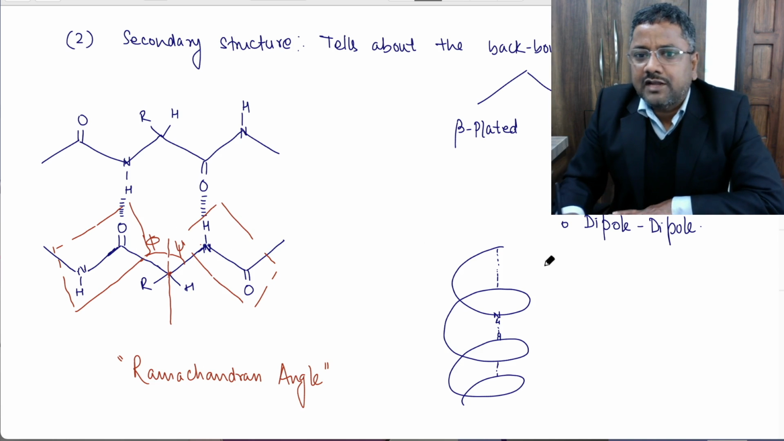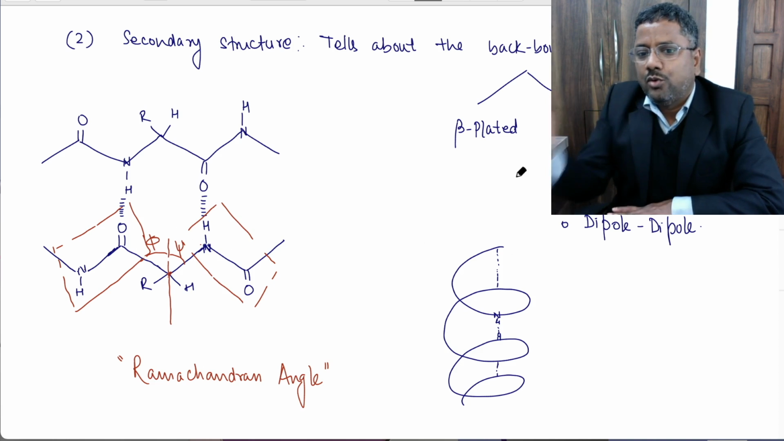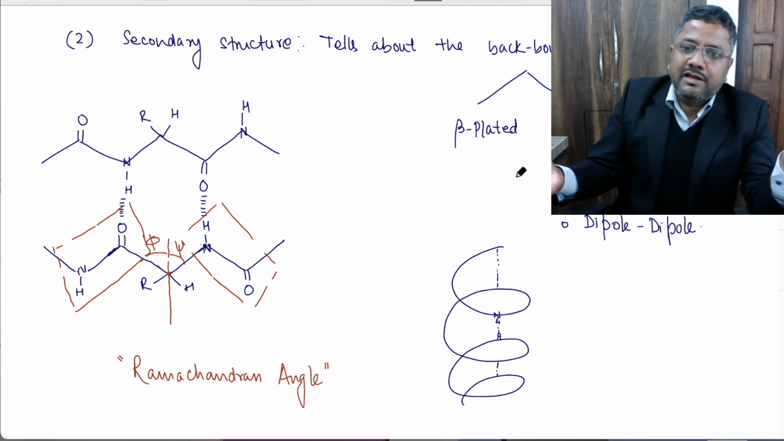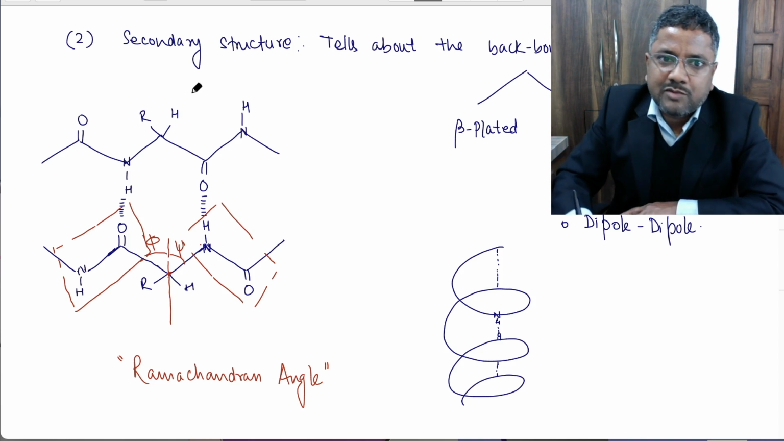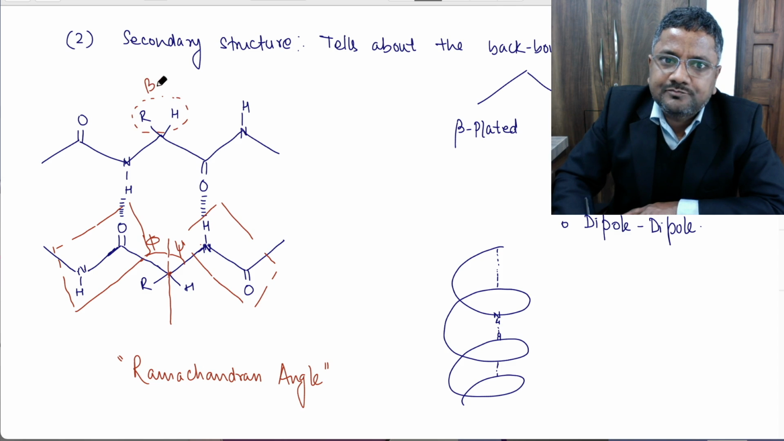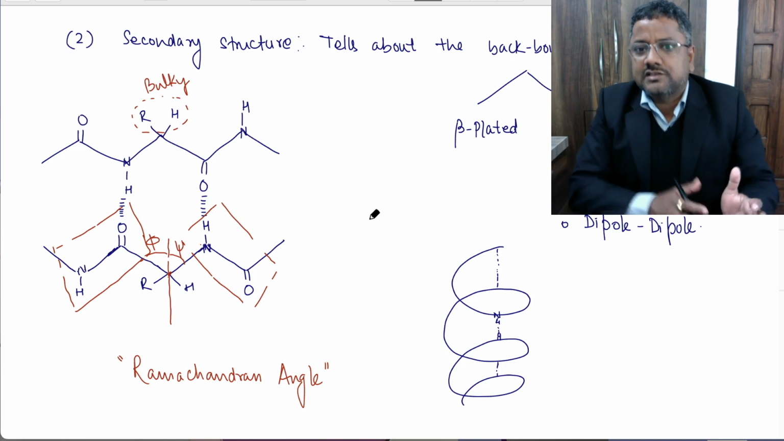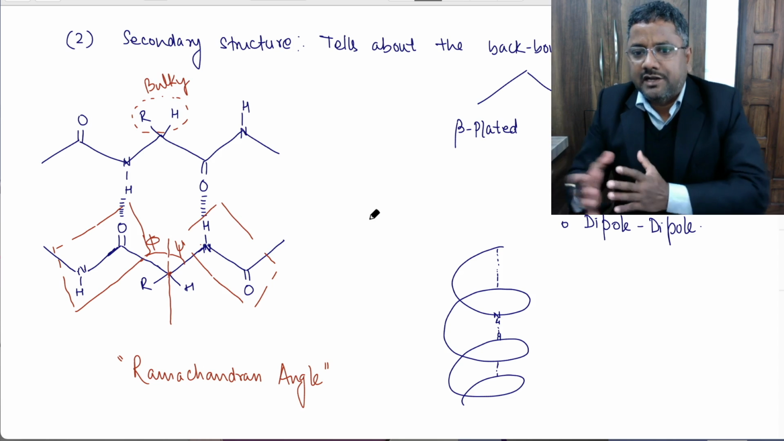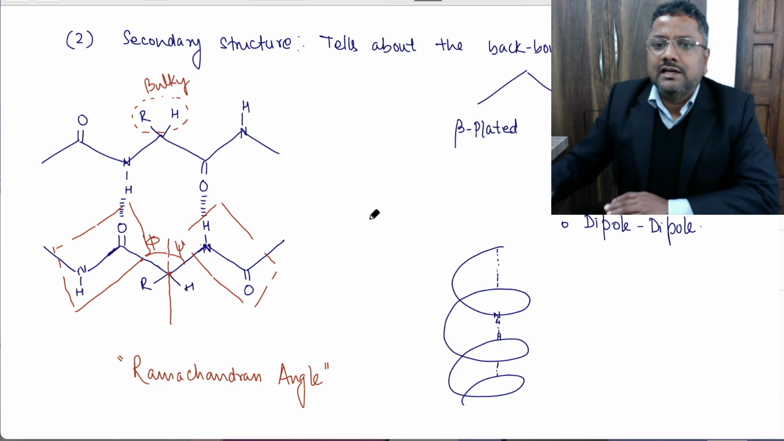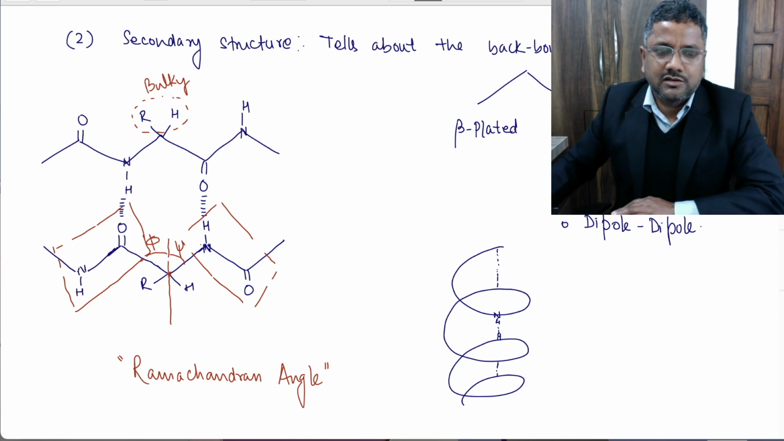See, which property determines whether the protein will fold into an alpha helix or a beta pleated structure? The property that decides this is R. If this R is bulky, then it will go to the beta pleated structure, and if this R is relatively small, then it will go to the alpha helical structure, right?